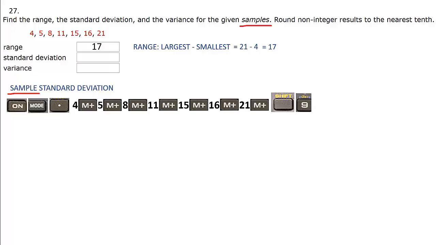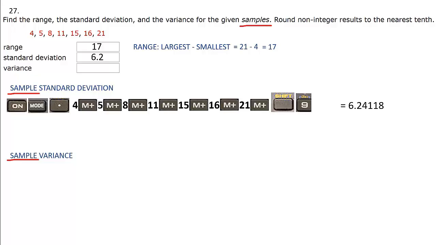But if you want the sample standard deviation, you do shift 9. The only time you do shift 9 is if it's from a sample. This is from a sample, so you do shift 9, and that gives you 6.24118, and they ask you to round to the nearest tenth, so that'd be 6.2.